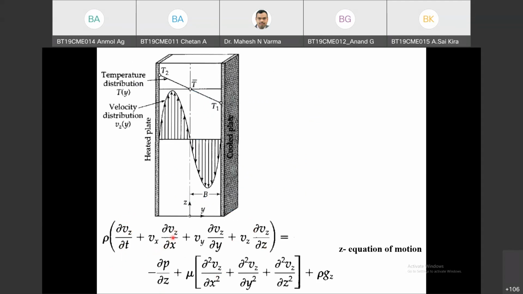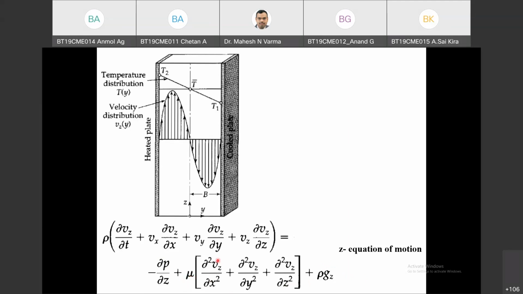Vx equals 0, or velocity is not varying in the X direction. End effects are neglected. Velocity is varying in the Y direction, but Vy equals 0. There is no velocity in the Y direction, so this is equal to 0. And velocity is not varying in the Z direction because end effects are neglected. So del P by del Z is non-zero because of that only. This is because of buoyancy force. Okay, this will be non-zero.